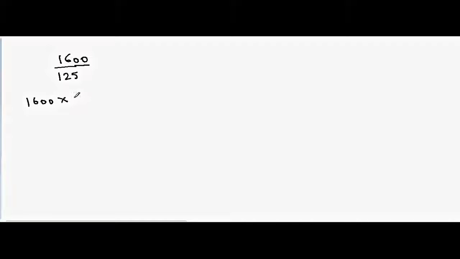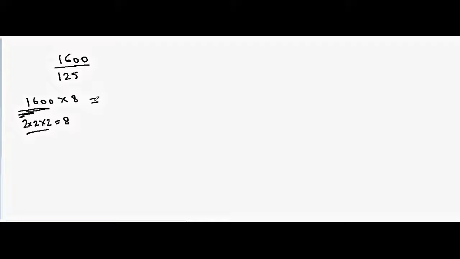So I'll multiply 1600 by 8. Instead of 4, I multiply by 8 this time. So I multiply by 8 because 2 into 2 into 2 is equal to 8. So remember, when we have to divide by 5, we just take one 2; for 25 we take two 2s, and for the other one we take three 2s, right? So 1600 I multiply by 8.